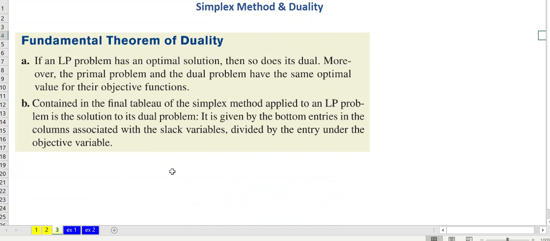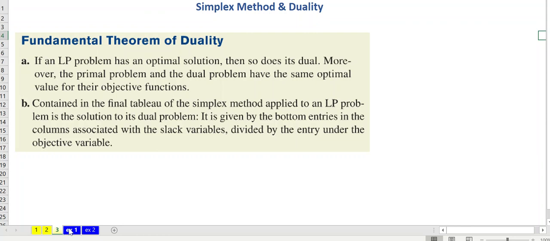Now here's the really important idea. If a linear programming problem has an optimal solution, then so does its dual. Moreover, the primal problem and the dual problem will have the same optimal value for their objective function. So we're going to start with a standard minimization problem, create a dual problem, which will be a standard maximization problem. That standard maximization problem will have an optimal solution, and it will be exactly the same as the solution to the standard minimization problem.